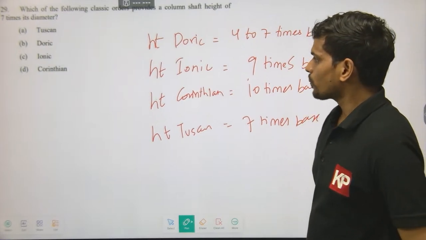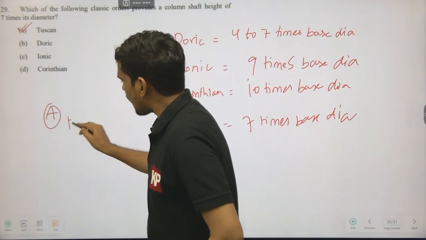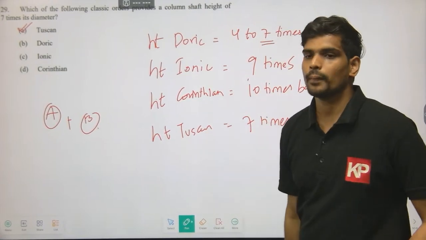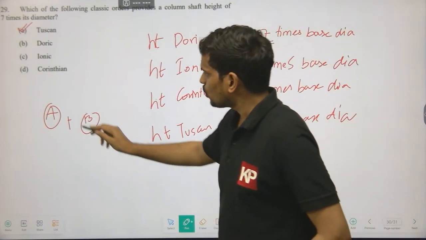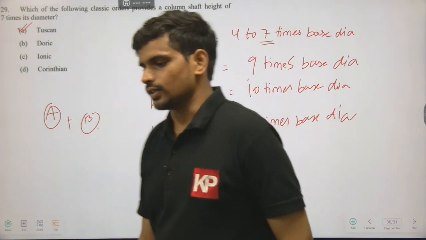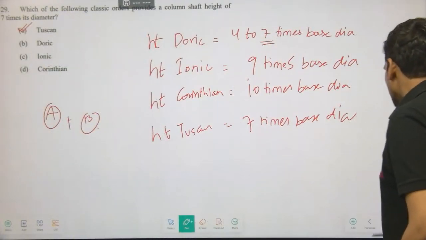So from the given options, Tuscan would be the most appropriate answer. However, marks were given for those who selected Doric also, because the Doric order also can go up to 7 times the base diameter. So both A and B are correct answers. However, A is the most appropriate answer. So that's about this particular question number 29.